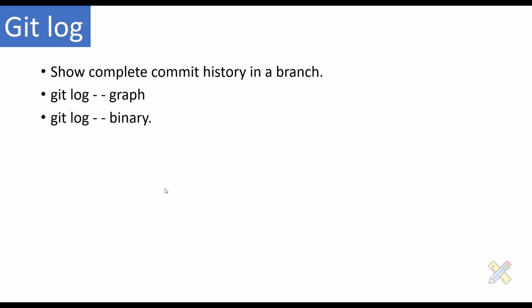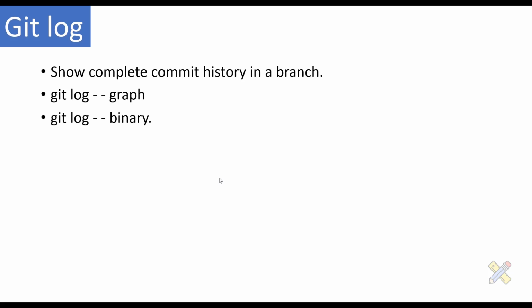Next, we are going to cover git log. This is used to show the complete commit history in a branch. It can also be used with a lot of options, but most commonly we can use it simply like git log, which will display all the commits in a branch.